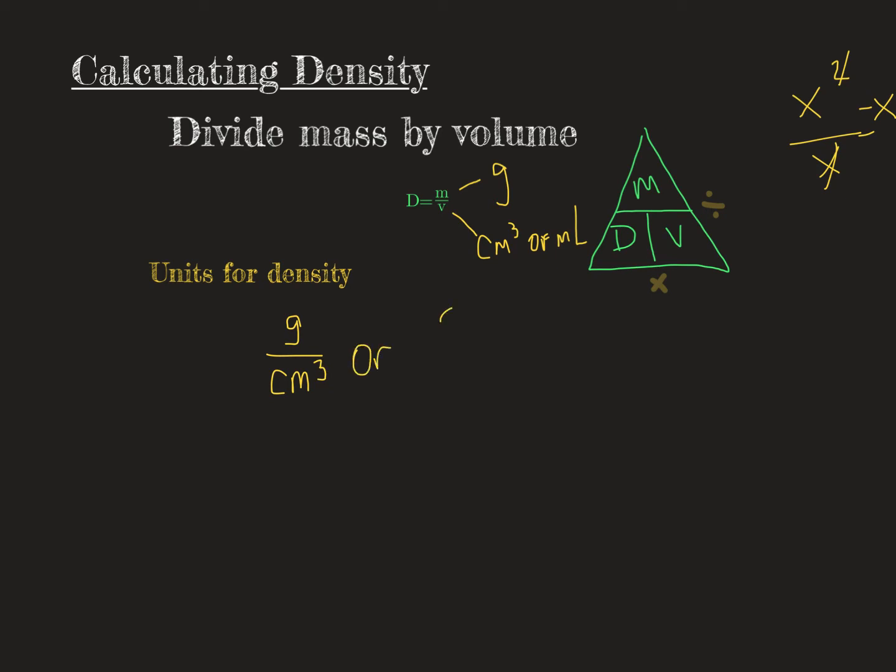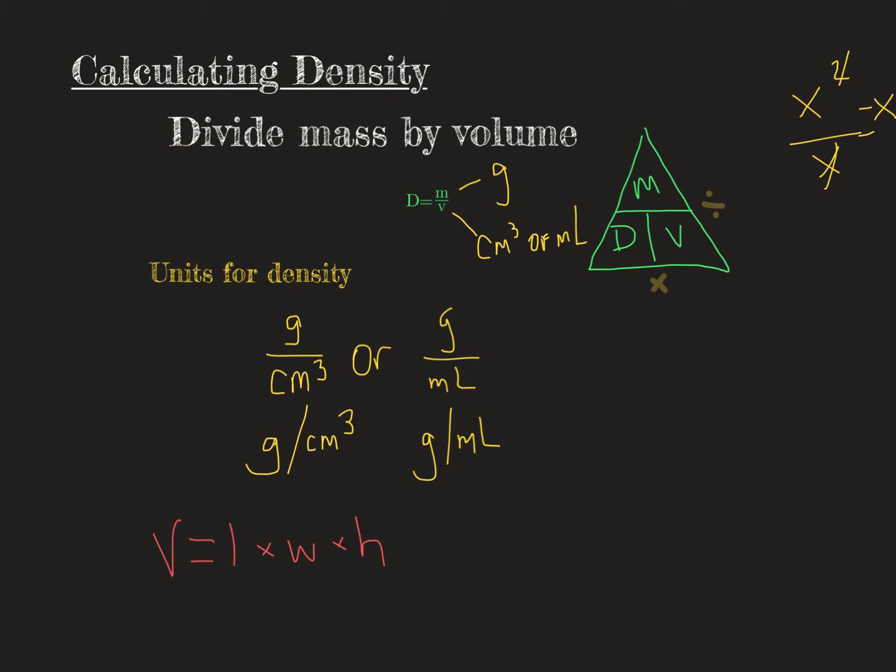or grams per milliliter. A lot of times you'll see it written grams slash centimeters cubed and grams slash milliliter. Those mean the exact same thing. Now today we're only going to focus on doing density calculations of regularly shaped objects. So that means things that we can measure the volume by the length, the width, and the height.